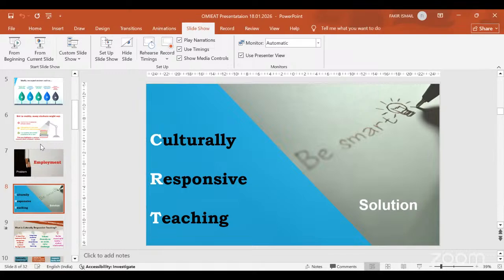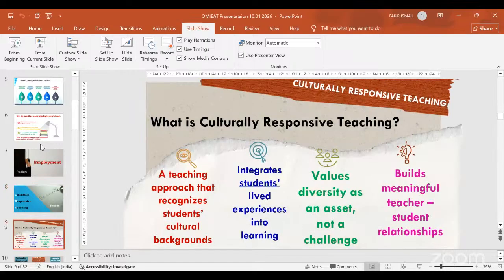The solution is culturally responsive teaching. What is culturally responsive teaching? What is the meaning of CRT? A teaching approach that recognizes students' cultural backgrounds. The students are from various backgrounds, so CRT recognizes them. CRT integrates students' lived experience into learning. CRT values diversity as an asset, not a challenge. CRT builds meaningful teacher-student relationships.